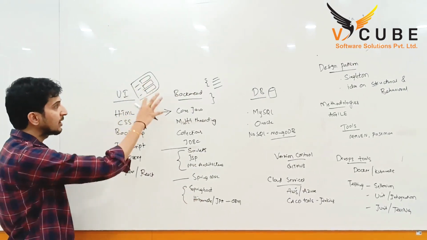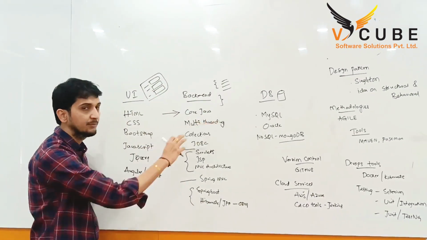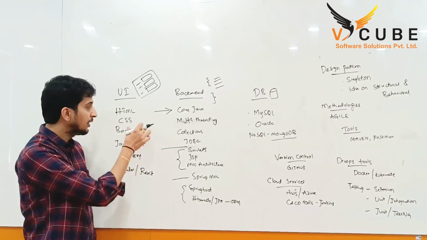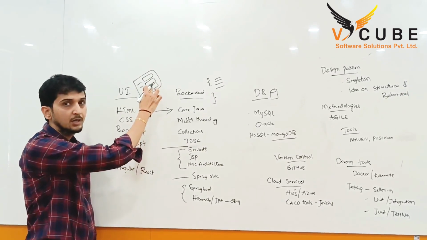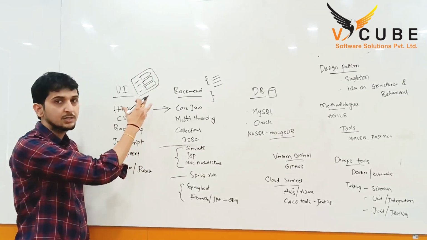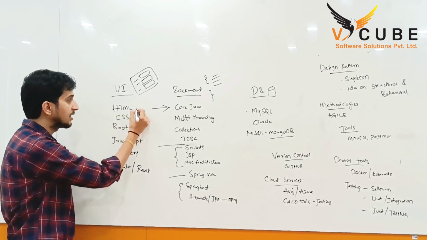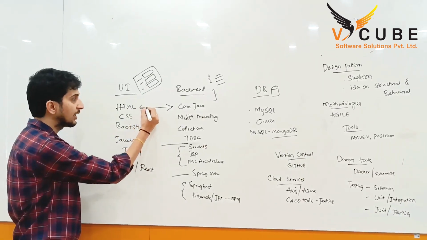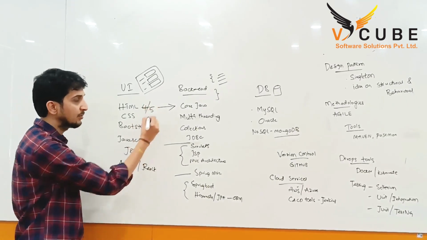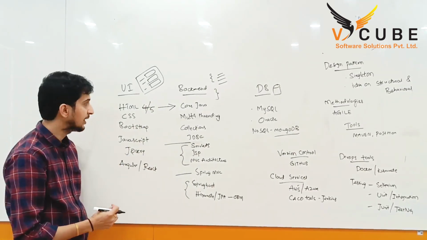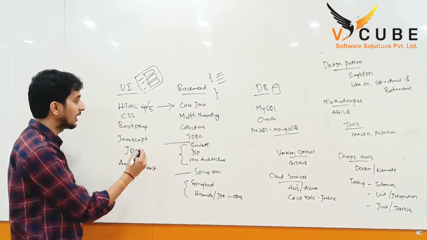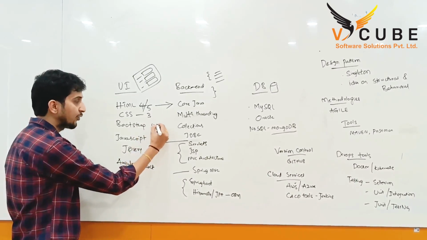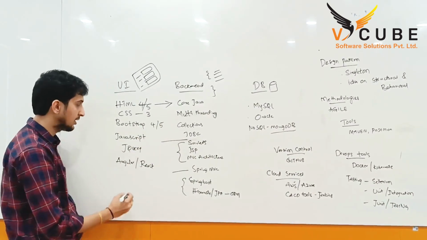Assume that an end user is interacting, for example, with a registration form. An end user is filling out several details, so in which technology is that developed? It is developed in HTML. HTML has several versions, and a student has to learn HTML 4 and HTML 5; having an idea of HTML 5 features is an added advantage. CSS 3 is what companies are looking at, and Bootstrap 4 or Bootstrap 5.